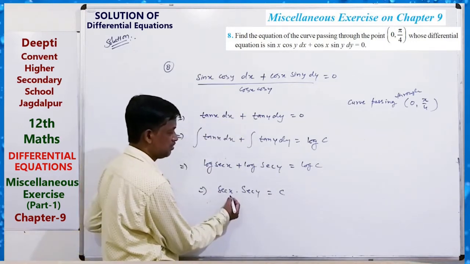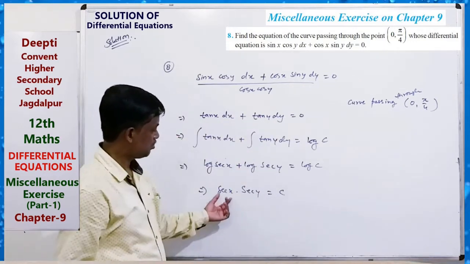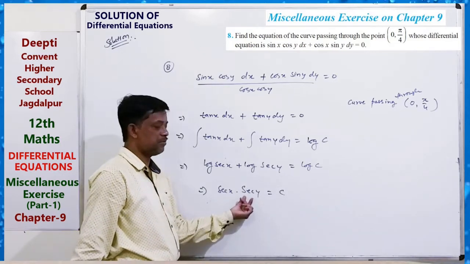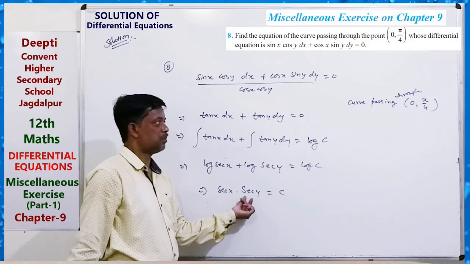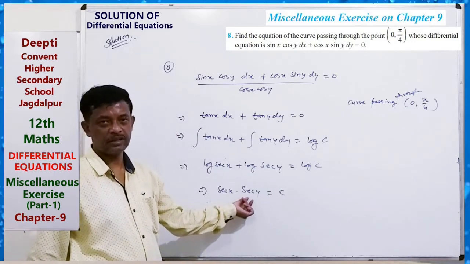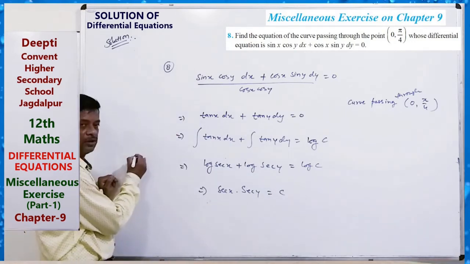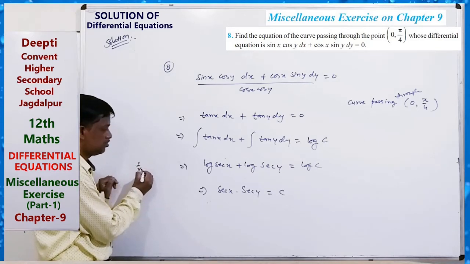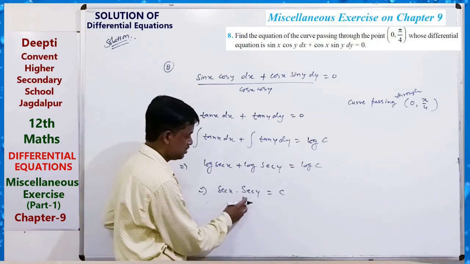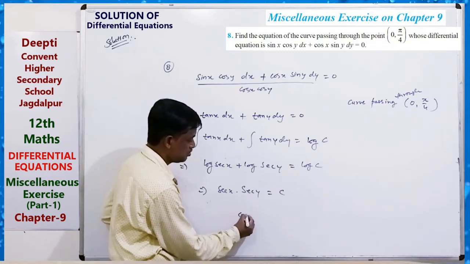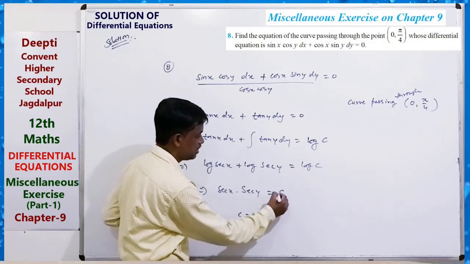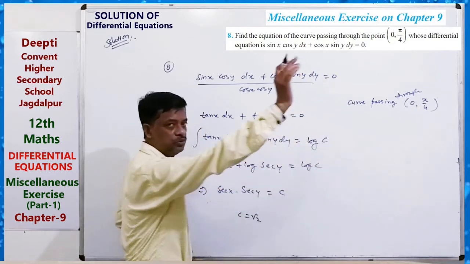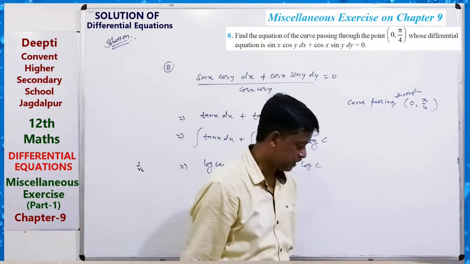So put x equal to 0, sec 0 is 1, sec y is sec pi by 4. Sec pi by 4 means 1 by cos pi by 4. Cos pi by 4 means 1 by root 2. So sec means root 2. So c equals to root 2. Just put here. Solution is sec x sec y equals to root 2. That is the solution. Okay.